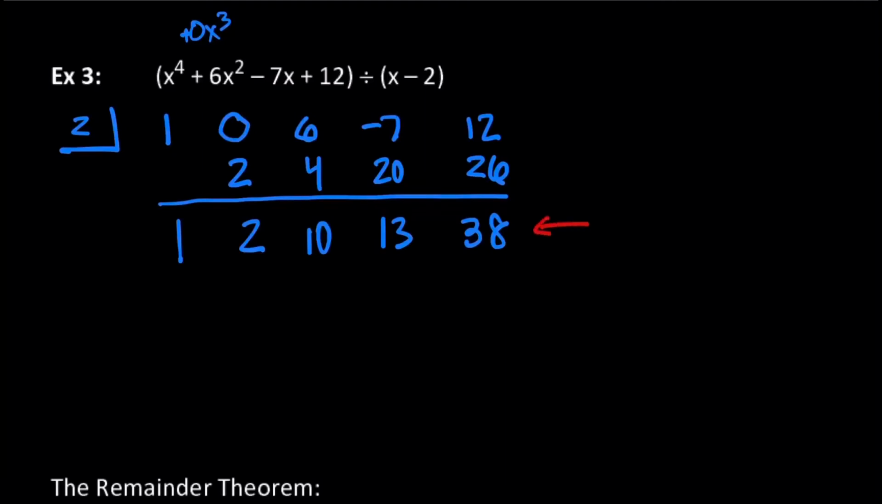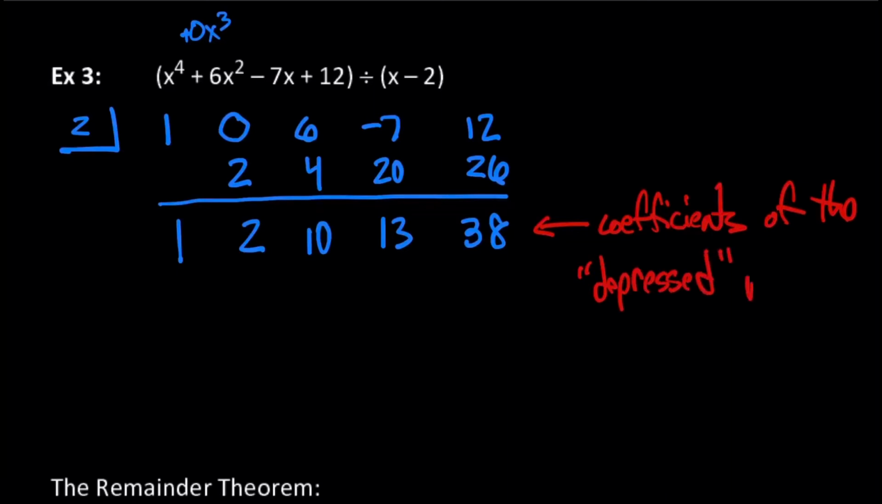These represent the coefficients of the, here's a new vocab word, depressed polynomial. It's depressed because it started as a 4th degree. You divide it off an x, it's going to end up as a cubic. So that's going to represent your cube. There's your squared, there's your x, there's your constant, and this is your remainder.